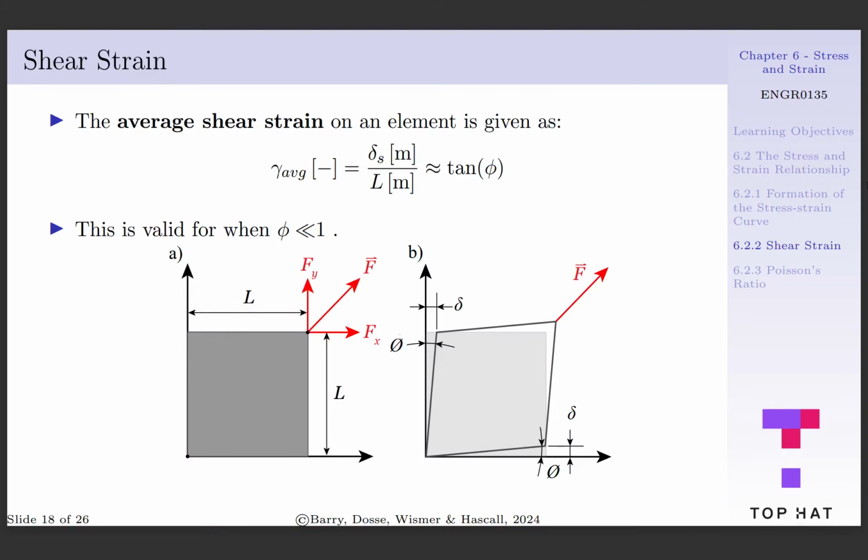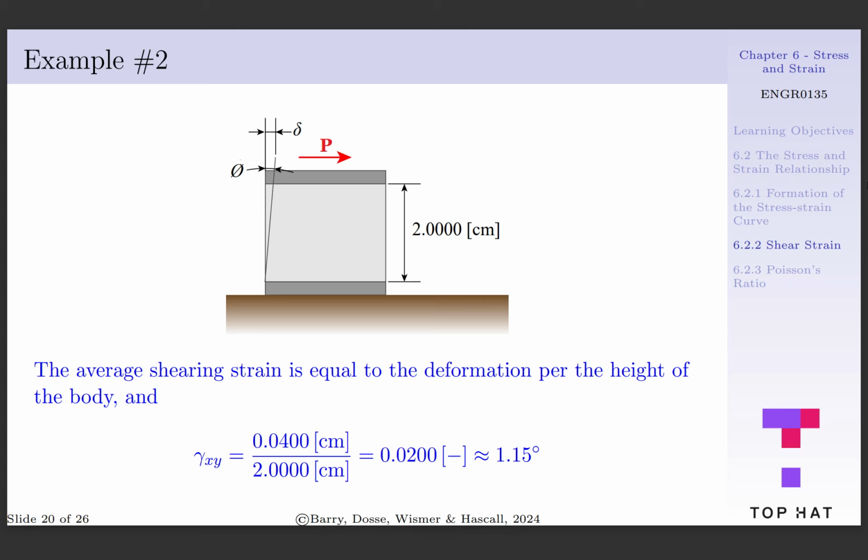Knowing the upper force moves the upper plate 0.04 centimeters and the material has a height of 2 centimeters, we want to determine the average shearing strain, gamma xy, xy being the planes we're looking at. Recall that the average shearing strain is equal to the deformation per the height of the body. So, we're going to take the deformation of 0.04 centimeters per the height of the body, 2 centimeters, which gives us an average shear strain of 0.02. Again, note that this value is dimensionless. If we calculate the angle phi, this is approximately equal to 1.15 degrees.